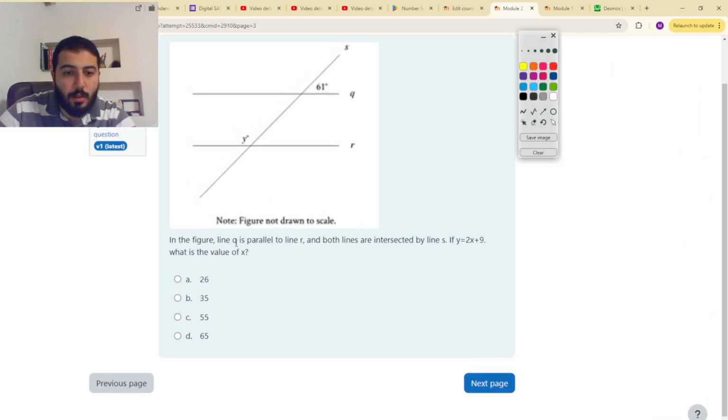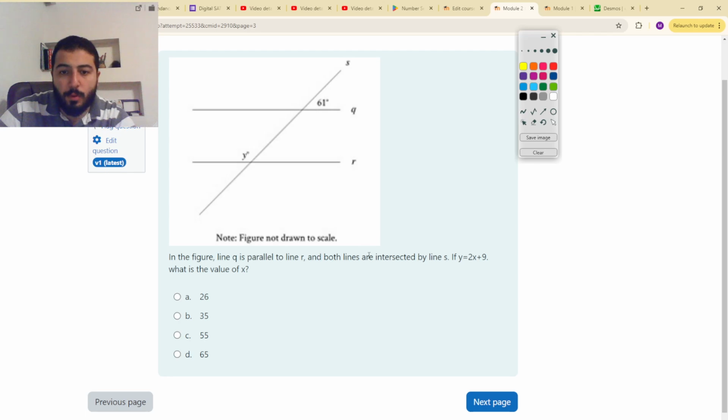In the figure, line Q is parallel to line R, and both lines are intersected by line S. So we know those are parallel, and this one will be the transversal. So this angle is equal to this one, corresponding angles, and this angle is equal to this one, vertically opposite angles, because they are intersecting lines, and this one is equal to this one also, alternate interior angles, or the Z rule, and this one plus this one is 180. Those are supplementary angles. He's saying that y is equal to 2x plus 9. What is the value of x?